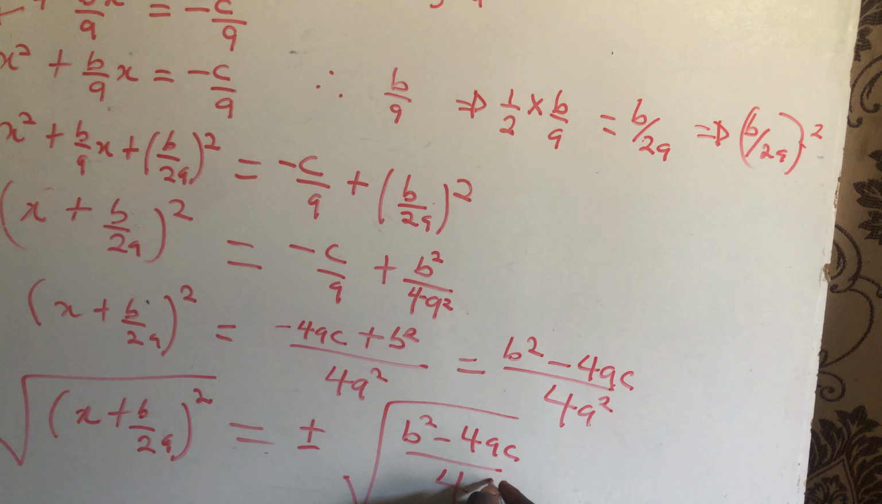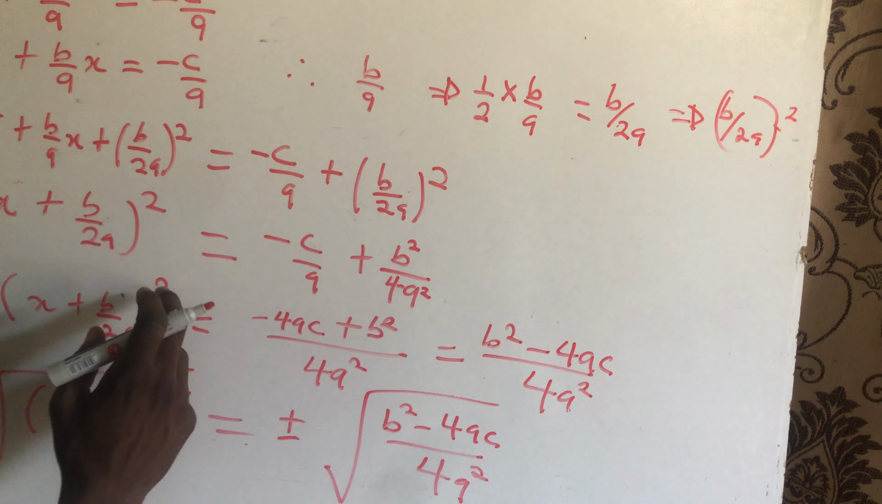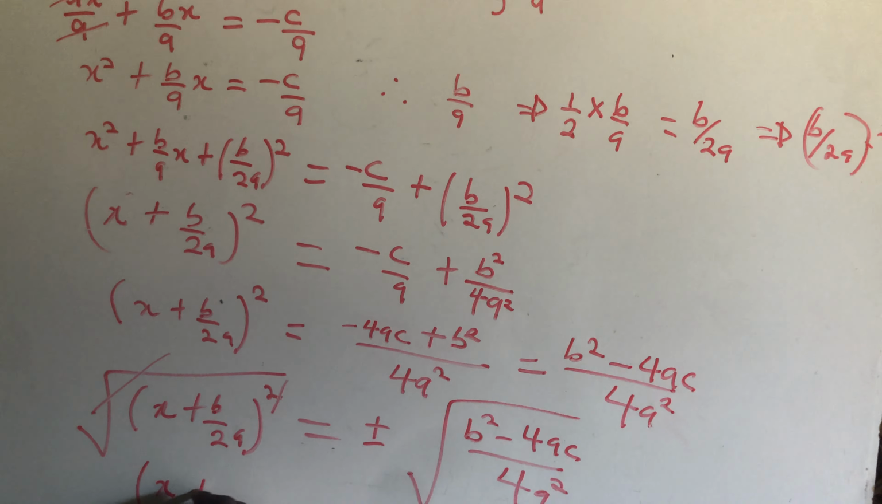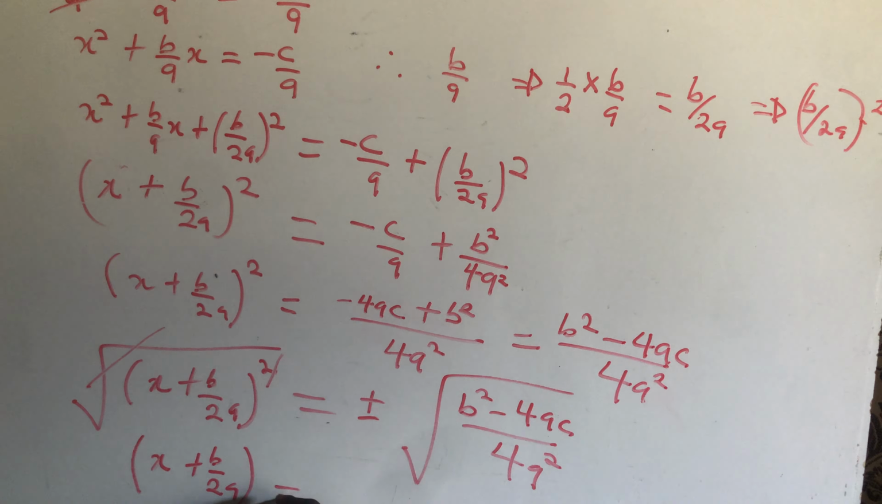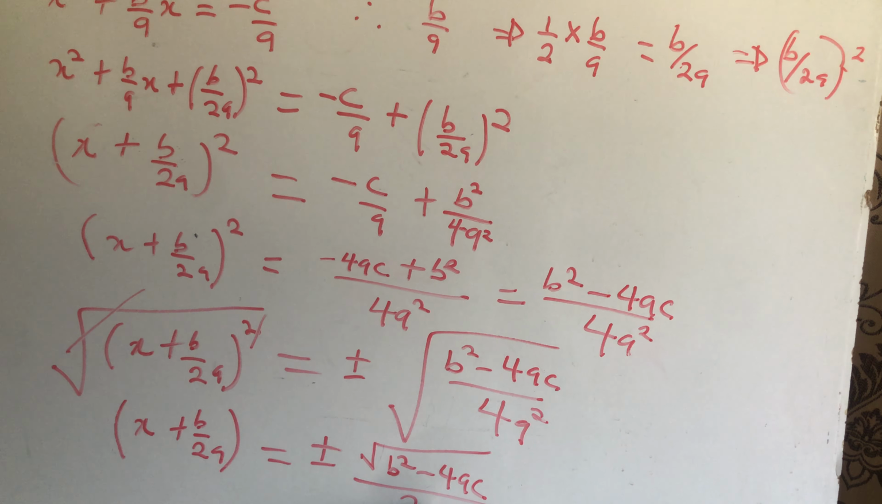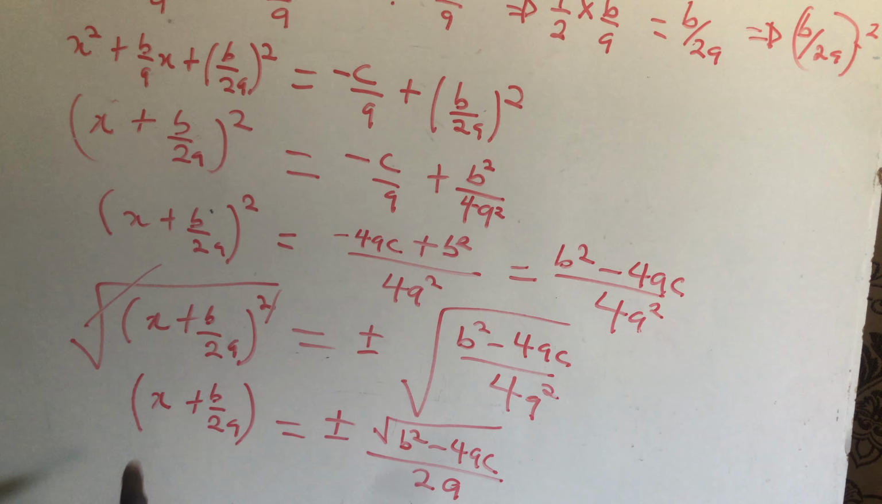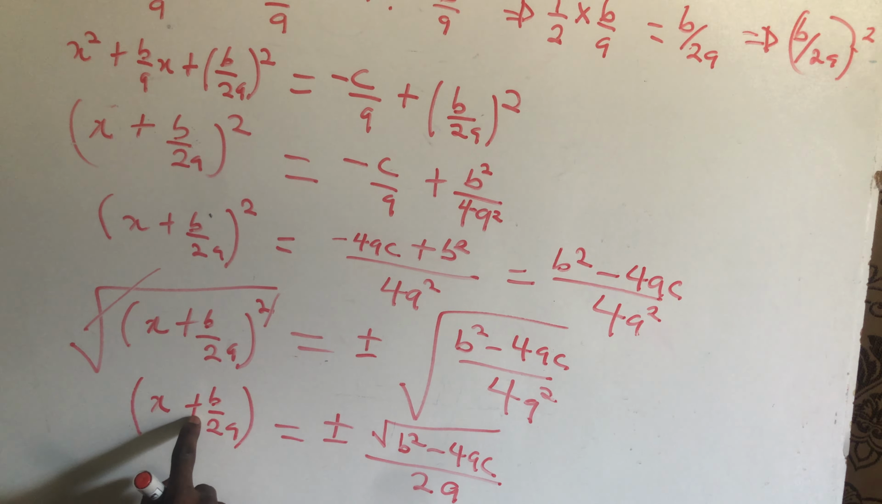We took the square root of 4a squared in order to cancel this square. So this one cancels this. What is left? Only x plus b all over 2a, which is equal to the square root of b squared minus 4ac all over, because the square root of 4 will be 2, and the square root of a squared will be a.